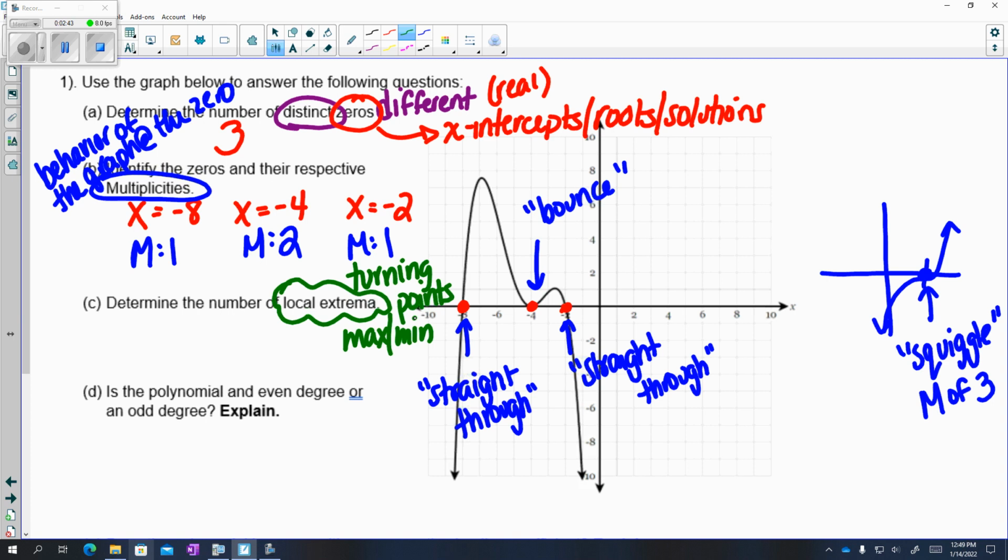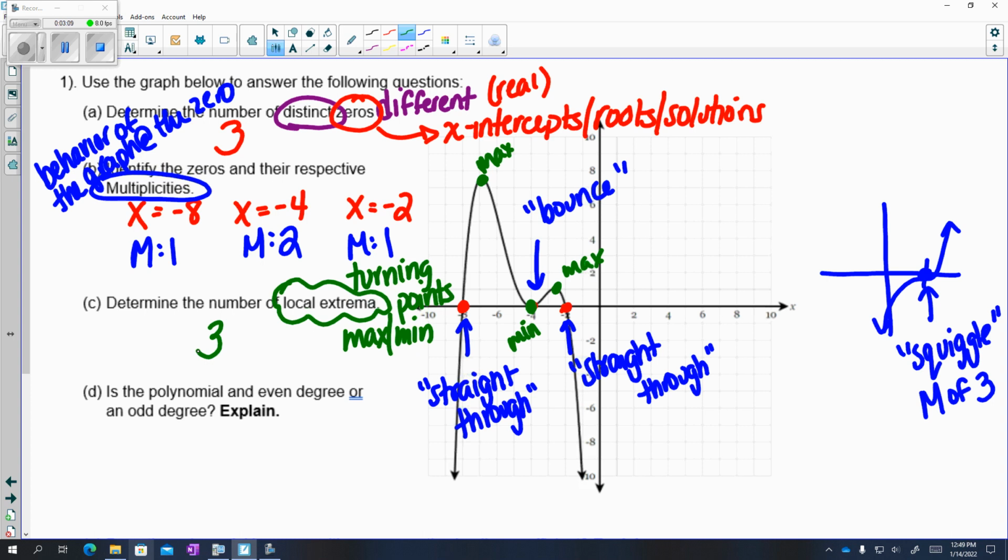So I'm traveling up from left to right. So up, up, up, up, up, and right here I hit a maximum and I turn back down to go down. Then here I hit a minimum and I turn around to go up. Here I hit a maximum and then I turn back down. So there are 3 local extrema here.